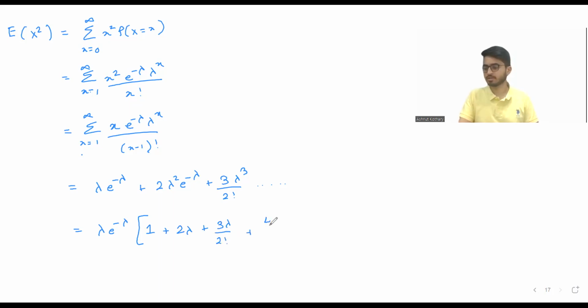Next term, it will be 4 lambda by 3 factorial. 1 plus 2 lambda plus 3 lambda square, 4 lambda cube. I've taken it outside. Clear so far? Lambda e to the power minus lambda we have taken out common. Now let us see what to do with this.